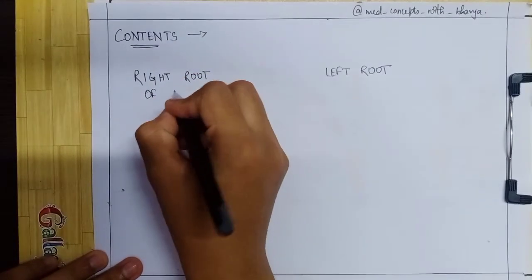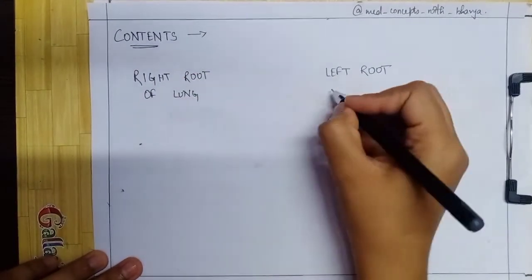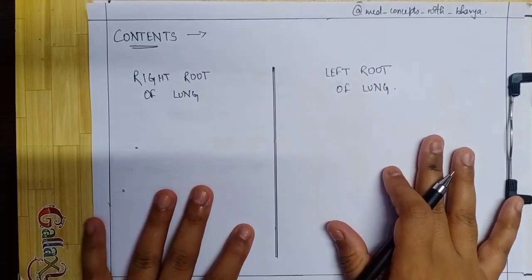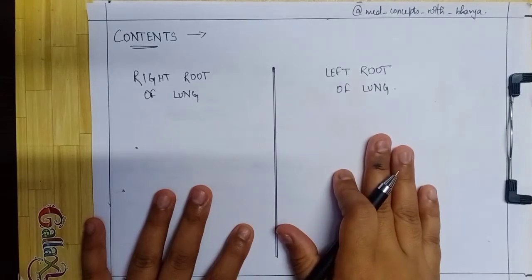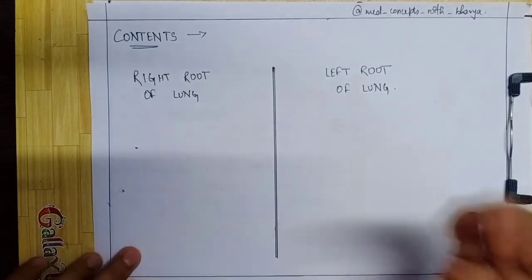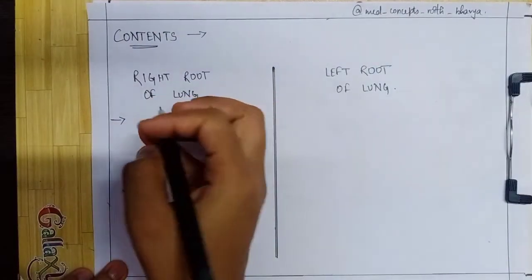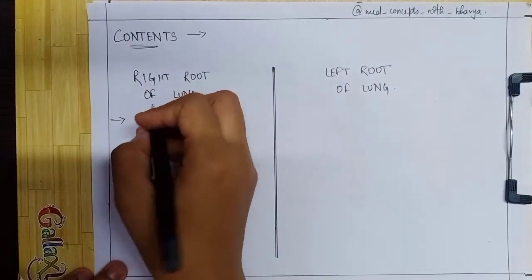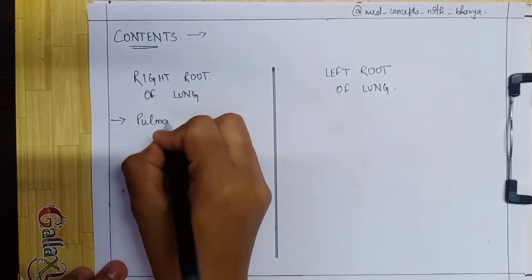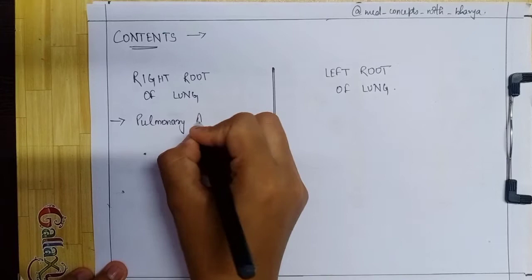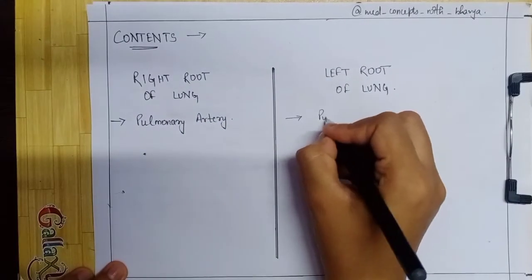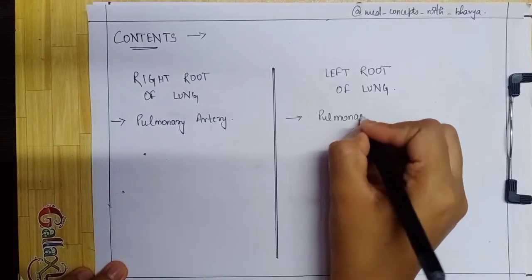Okay, I will write right root of lung and left root of lung. See, we have some things which are common on both the sides and we have some things which are not common on both the sides. So let us first write the common things. The first one is your pulmonary artery. We have pulmonary artery both in the left side and the right side. So this is one common thing.